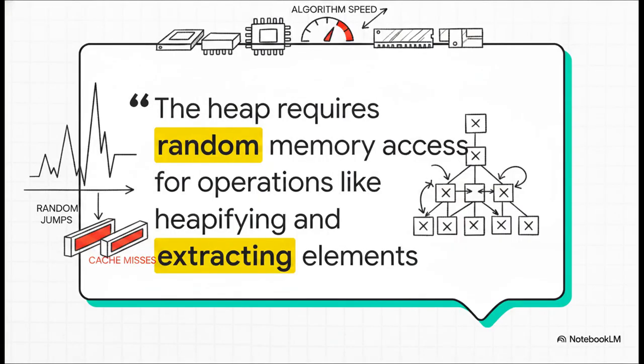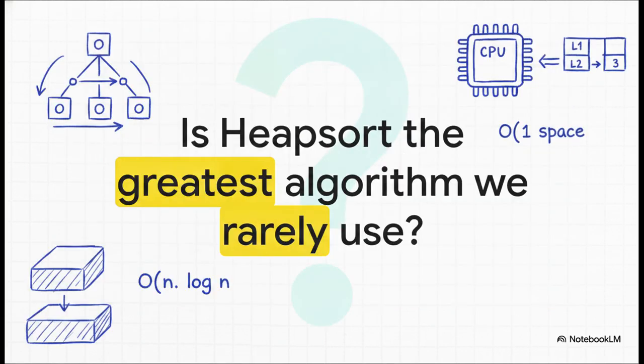Ultimately, an algorithm is only ever as fast as the physical hardware allows it to be. This quote from the source material perfectly sums up the conflict between elegant math and harsh hardware realities. Despite its constant space and that perfect O of n log n theoretical time, the heap inherently requires random memory access to execute those core heapifying operations. And those constant jumps cause cache misses that severely drag down its real-world execution speed compared to something like Quicksort. So it mathematically guarantees O of n log n time with O of 1 space, but it's ultimately betrayed by the physical reality of modern CPU cache architecture.